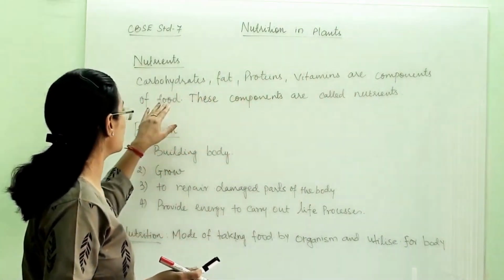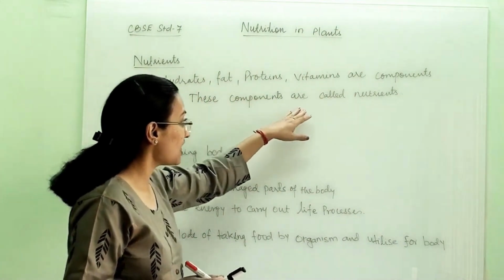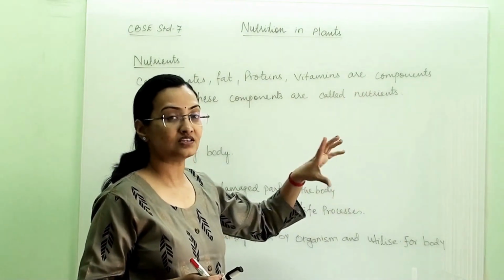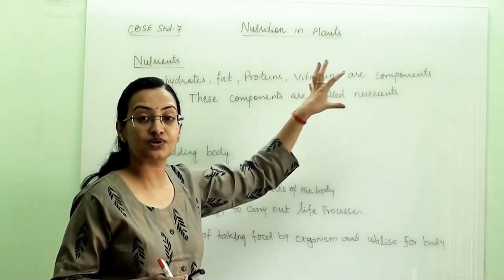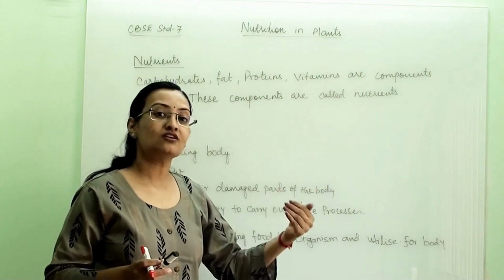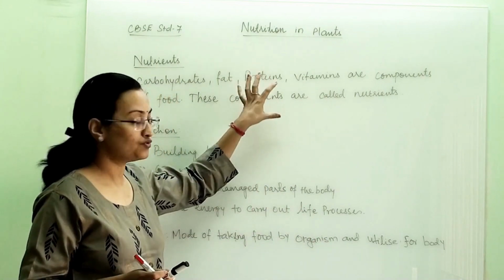All these components are part of the food, and these components are called nutrients. So what is the meaning of nutrients? All these components are present in the food and they are making food nutritious. And that's why they are called nutrients.